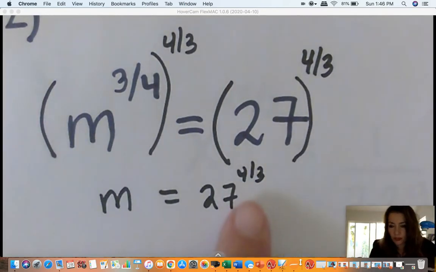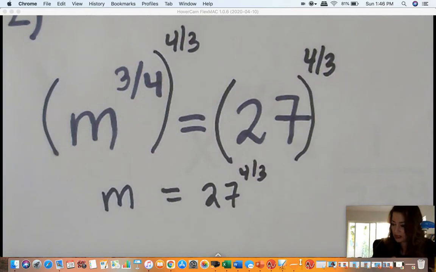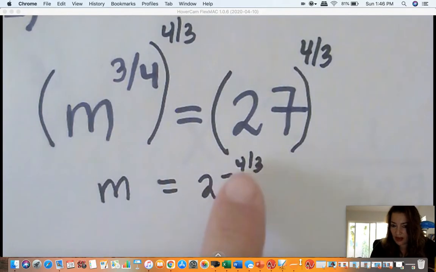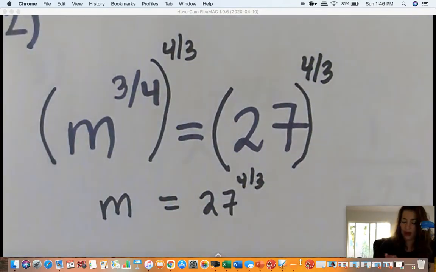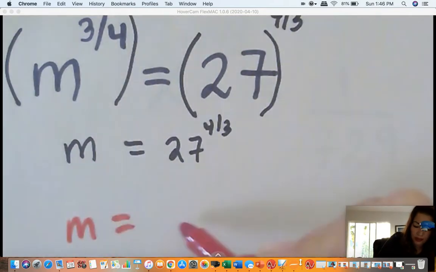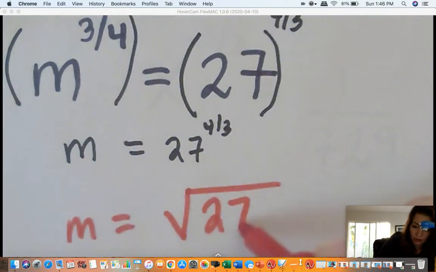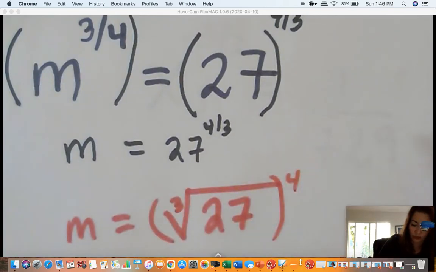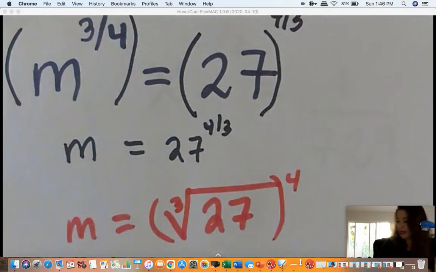Now, make sure you write your exponent small because it is an exponent. So what is 27 to the 4/3? Well, actually, the denominator is the root. So that's a cube root of 27, and then we're going to raise it to the 4th power. If you like, you can rewrite this as the cube root of 27, and then all of this raised to the 4th power. So what is the cube root of 27?